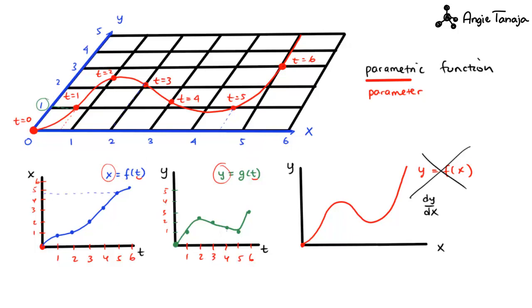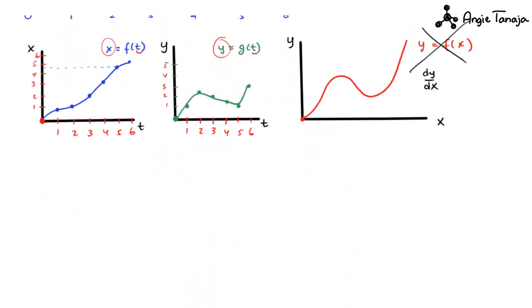Okay? So how to do this? In order to get dy over dx, firstly, out of this function, you find dx over dt, the derivative with respect to t. Because your function kan dalam t, gitu kan? And for this one, you also find the derivative of y with respect to t.